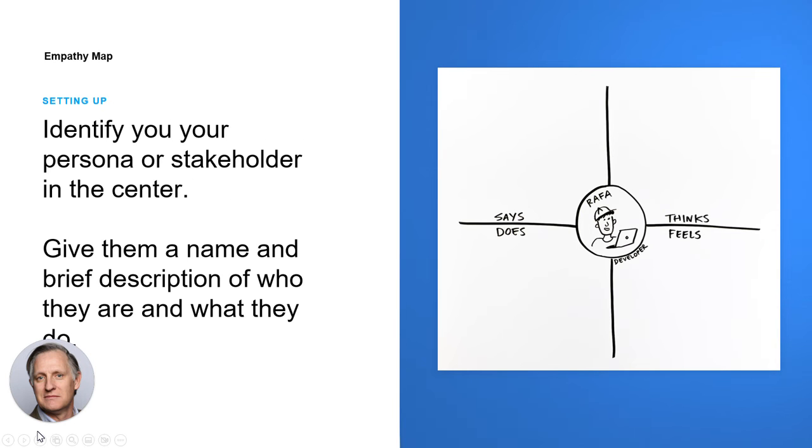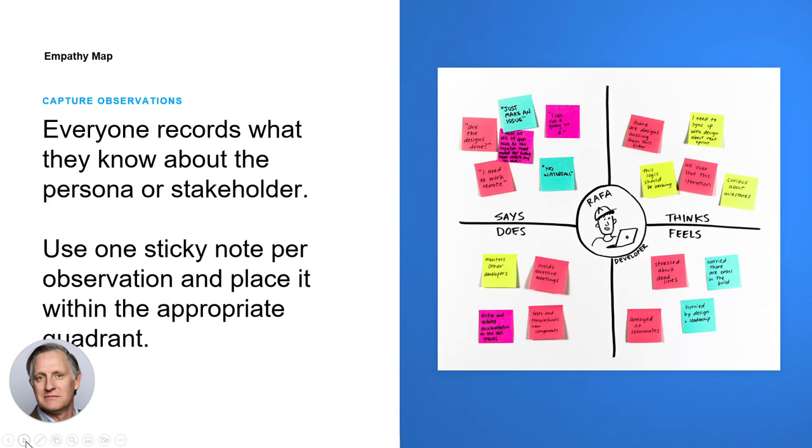Next, identify your persona or your stakeholder and put them in the center. Give them a name. Give a brief description of what they do and draw a picture of them and be creative, because this will really help you and the team start to get to know your persona. It's amazing how it starts to help you truly empathize with them.